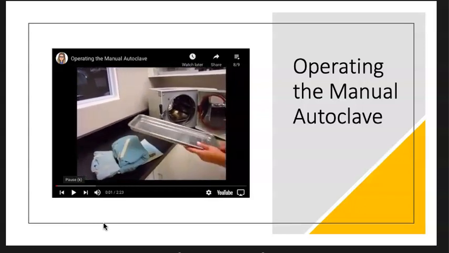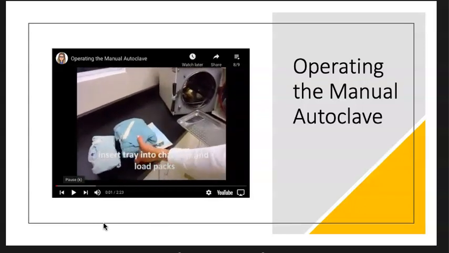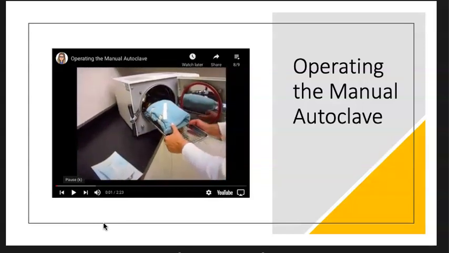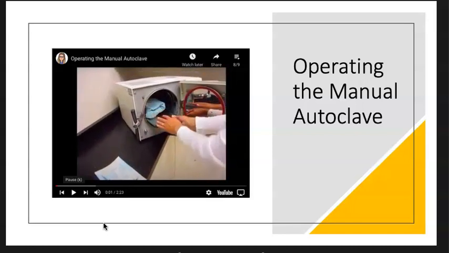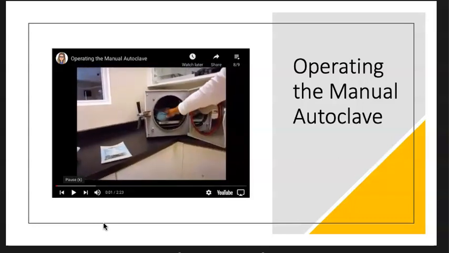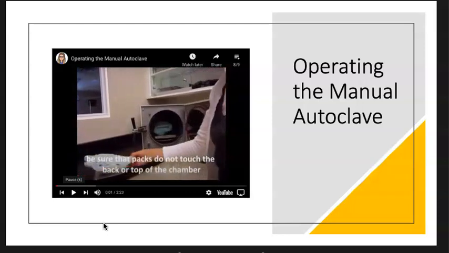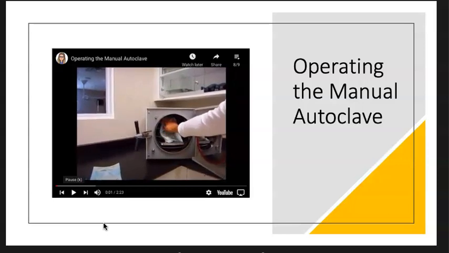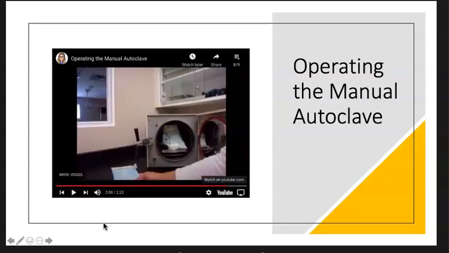You can add your tray to the rack inside the autoclave, or add your packs to the tray first. Ensuring that the packs do not touch the back or the top of the chamber, as they can burn your packs. I've stopped the video here as Peggy adds both packs and pouches into the autoclave. This is less than ideal for today's current practices.